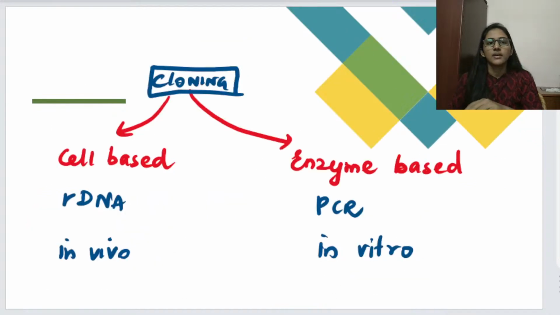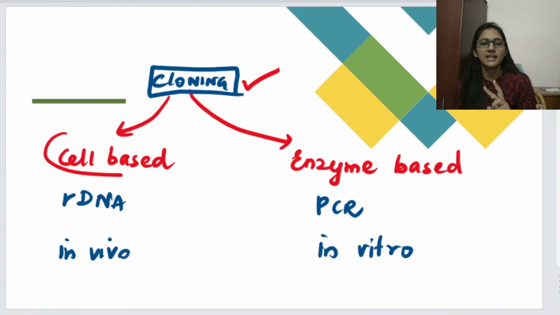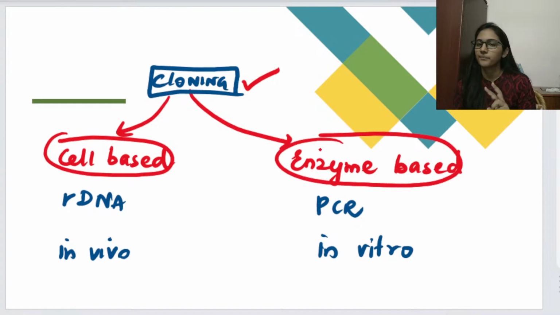So first of all, to understand what I meant by amplification of DNA, how do you do this amplification? For this you have to know the term cloning. What is cloning? Cloning is a technique by which you produce multiple copies of your DNA. Cloning is divided into either cell-based cloning or enzyme-based cloning. What is cell-based cloning? You produce this recombinant DNA, you introduce it into another cell, wherein you allow it to multiply. That is what is called cell-based cloning.